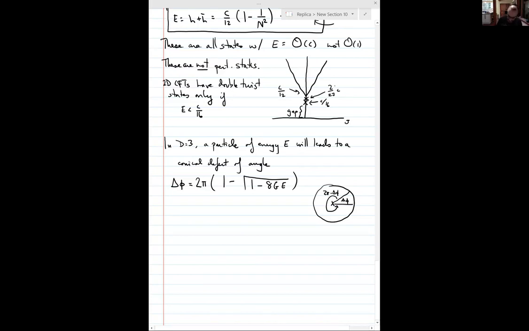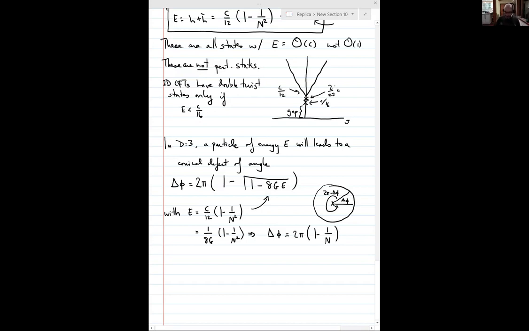So let's now see what happens to this formula when the energy is c over 12 times 1 minus 1 over n squared. Let's just go ahead and plug that into this formula here, remembering that c is 3L over 2G. Okay, and I'm using units here where L is equal to 1. So this is 1 over 8G times 1 minus 1 over n squared. So that delta phi, just plugging it into that formula, is 2 pi times 1 minus 1 over n.